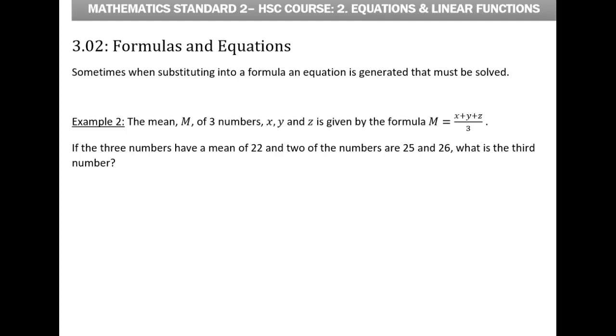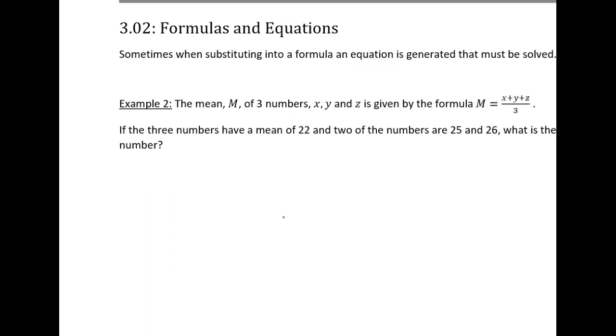Now, if we read through this example here, we've got a very simple formula that you'll be familiar with for calculating the mean of three numbers. We're going to rewrite the formula here. I've not always been in favour of doing this, but I've just picked it up lately. So m equals x plus y plus z over 3.